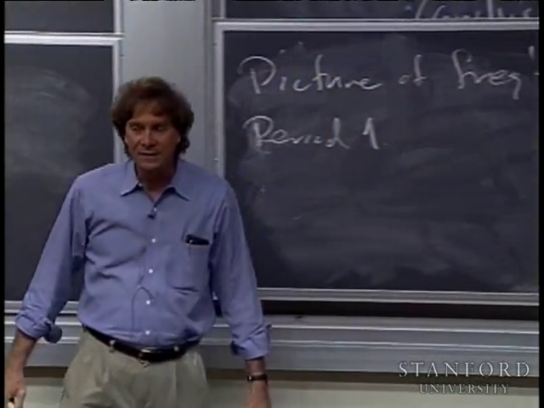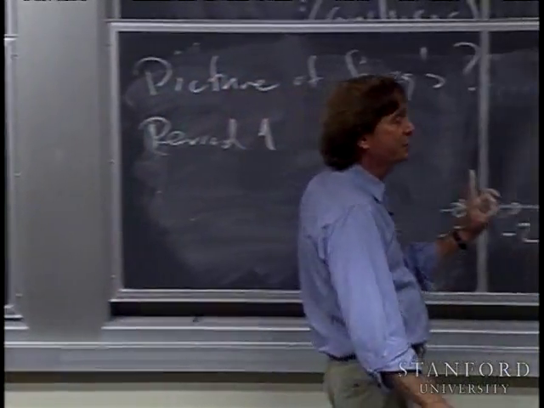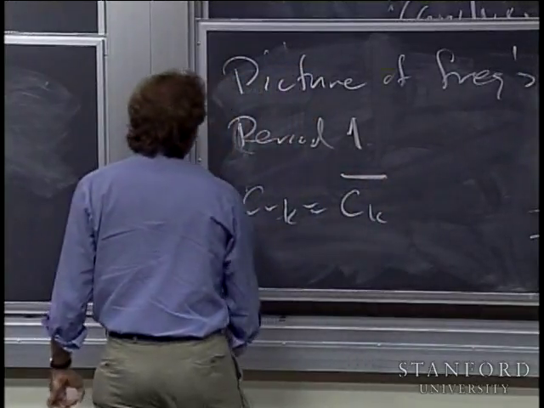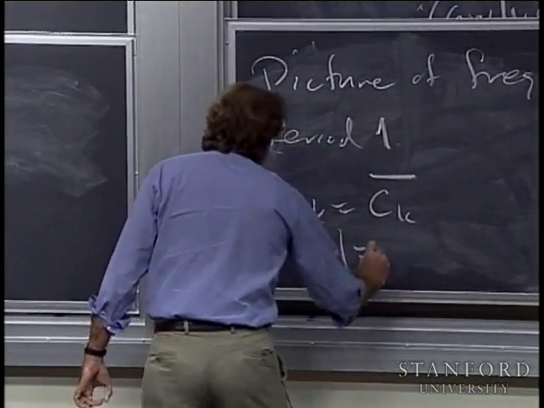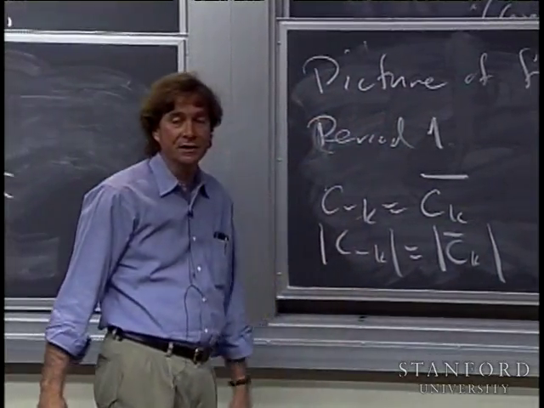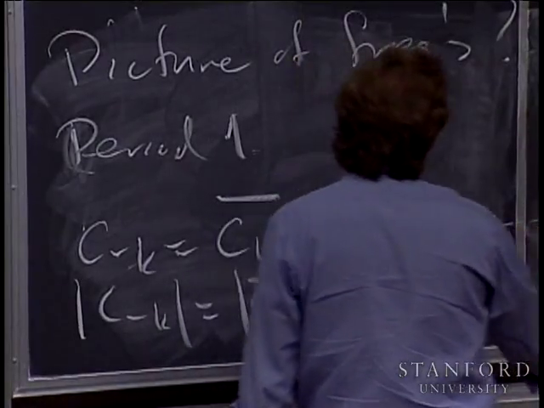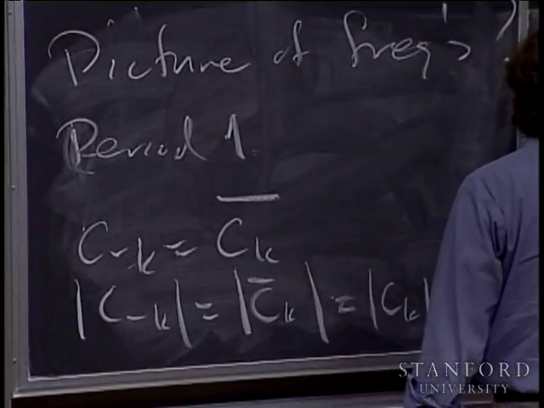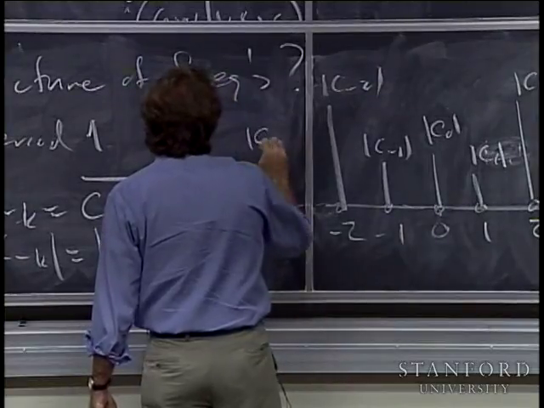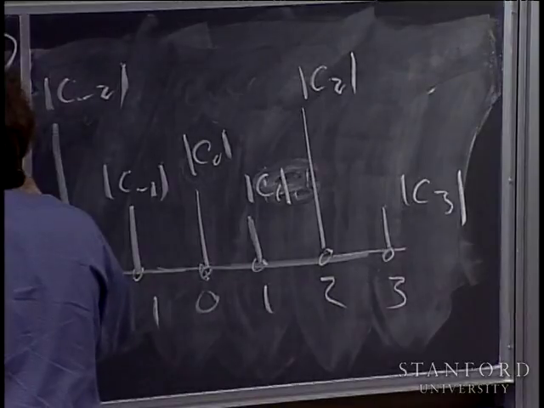And what do I get on the negative side? On the negative side, I get the same absolute values because of the symmetry relation C minus k equals C k bar. So the magnitude of C minus k is the magnitude of C k bar, and the magnitude of the conjugate of a complex number is the same as the magnitude of the number. So this is also the magnitude of C k. The picture is the same on the left: the magnitude of C minus 1, C minus 2, C minus 3, whatever it looks like. That's the picture.